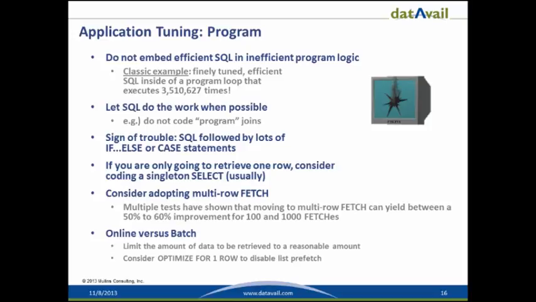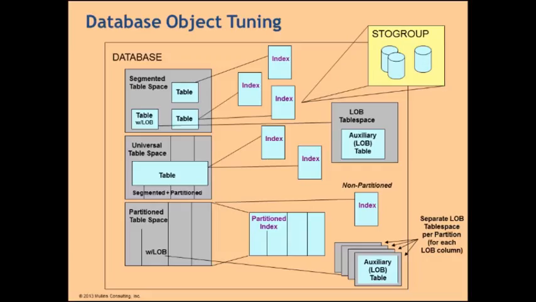One of the other things, if you have an online transaction, you want to limit the amount of data retrieved to be a reasonable amount, but you also might want to consider optimize for one row to disable list prefetch. When you're using list prefetch, DB2 acquires a list of RIDs from a matching index, and it sorts them and accesses the data by that RID list. That can be somewhat efficient if you've got a multiple page transaction that would cause the user to wait for that initial data to be displayed. So if you say optimize for one row, DB2 eliminates list prefetch as an access path possibility. So consider that for your online.